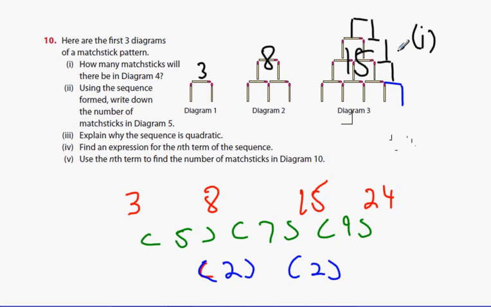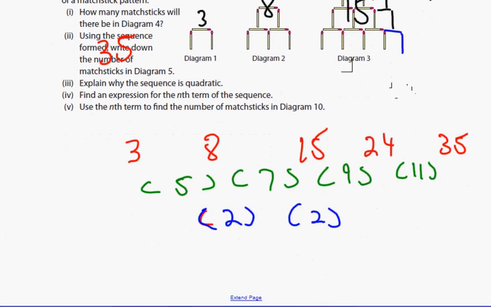Using the sequence forms, write down the number of matchsticks in diagram 5. Anybody diagram 5? Add on 11 and you get 35. So the answer to this one is 35. Explain why the sequence is quadratic. Why is the sequence quadratic, lads?